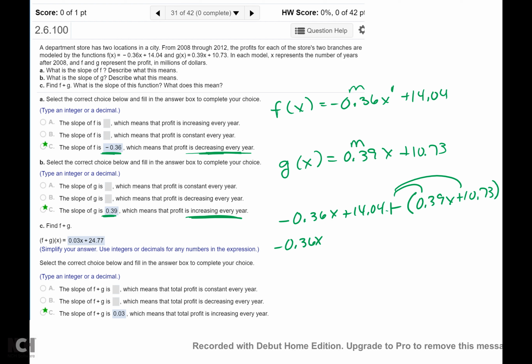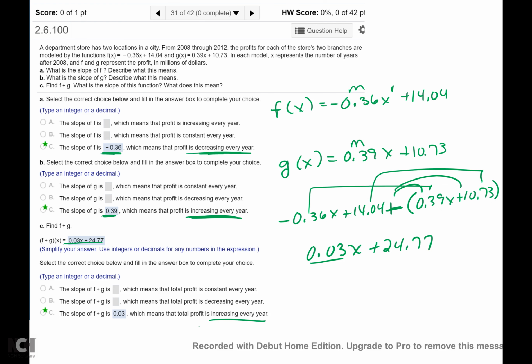Sorry, we're not subtracting, we're adding. So I don't really need parentheses. All right, so just combine like terms. So I have negative 0.36 plus 0.39, which gives me 0.03x, and combine those, 14.04 plus 10.73, and I get 24.77. There's my f plus g. And the slope of this is 0.03, which means the slope is increasing every year.